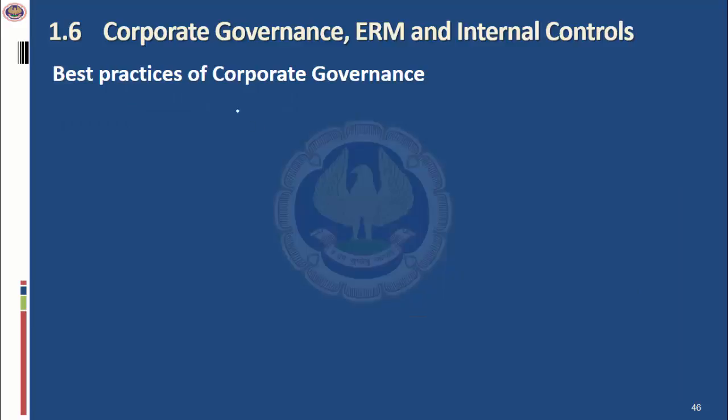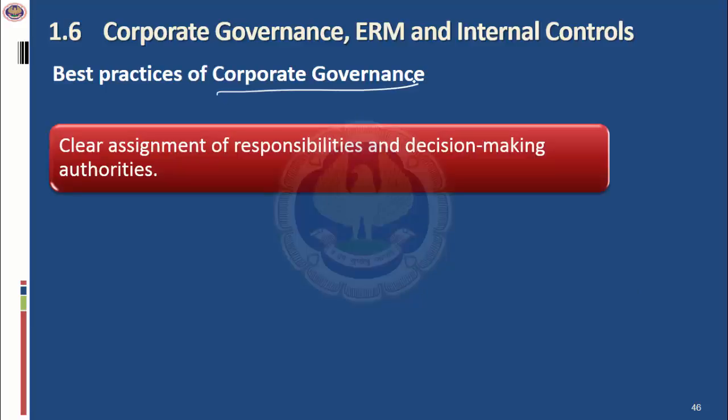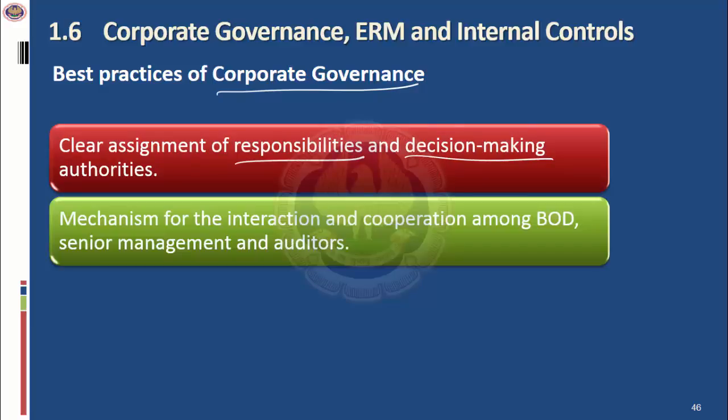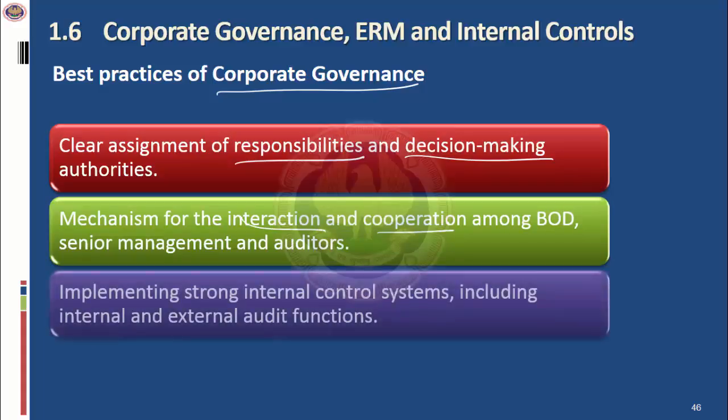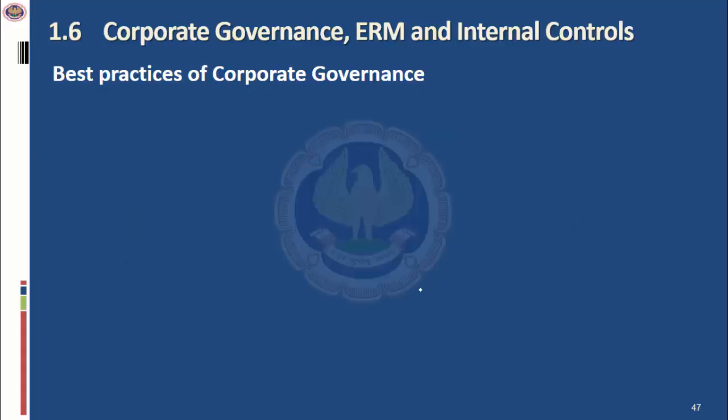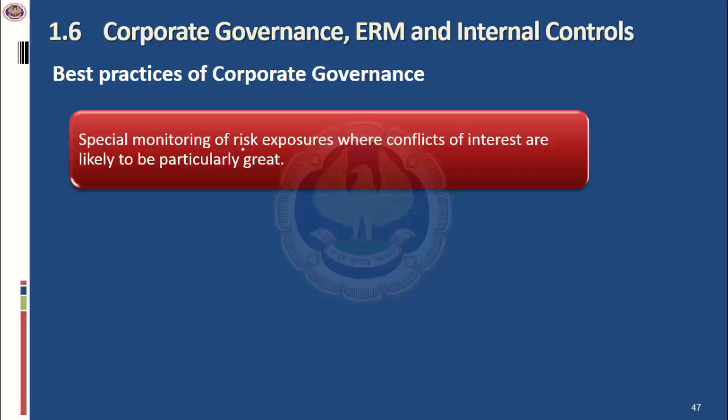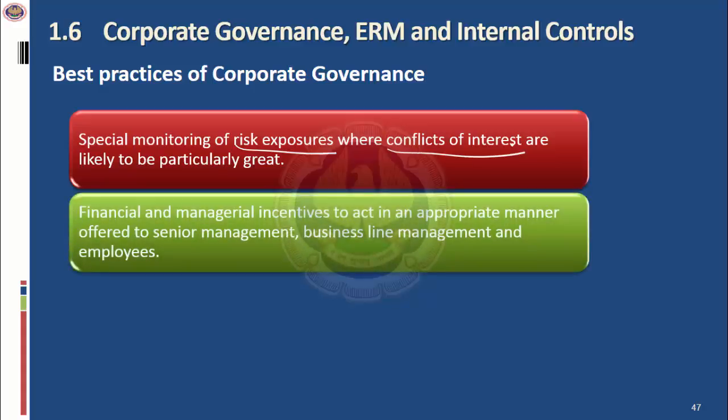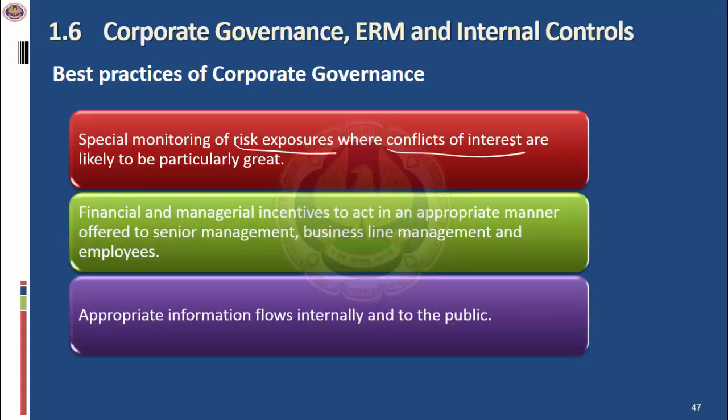Now, what are the best practices of implementing corporate governance? The clear assignment of responsibilities and the decision-making authorities. There is a mechanism for interaction and cooperation among the board of directors, senior management, and the auditors. There is a strong internal control system, including audit. You have special monitoring of the risk exposures, where you are able to identify conflicts of interest. You also have financial management incentives, and there is an information flow which is transparent.